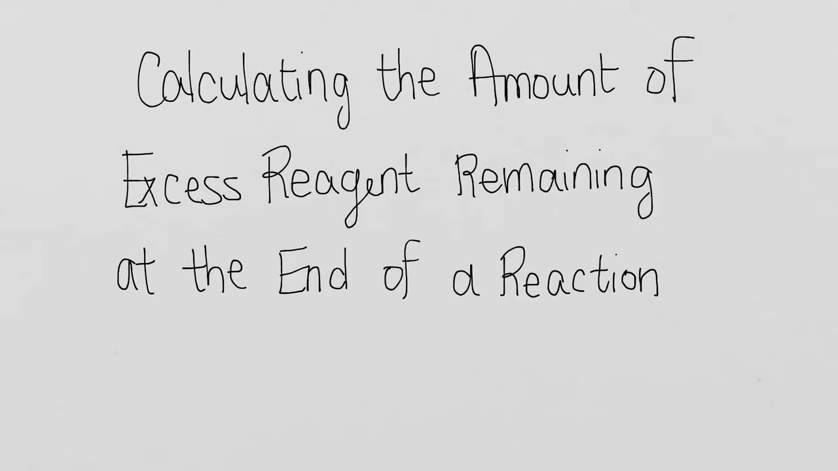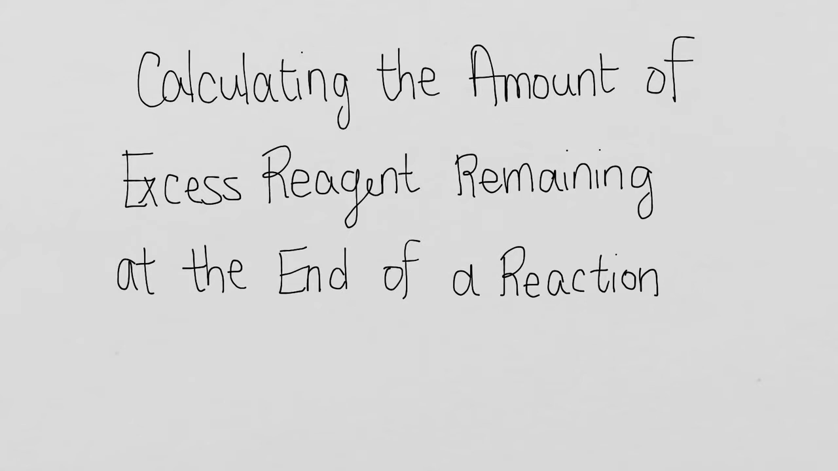In this video, we'll continue our discussion of limiting and excess reagents. In the last video, we discussed how to calculate the amount of product that will be formed when the mass of two reactants were given and one of them is limiting, meaning that one of them will run out first, and then you have the other reactant that is called an excess. So in this video, we are going to calculate the amount of the excess reagents.